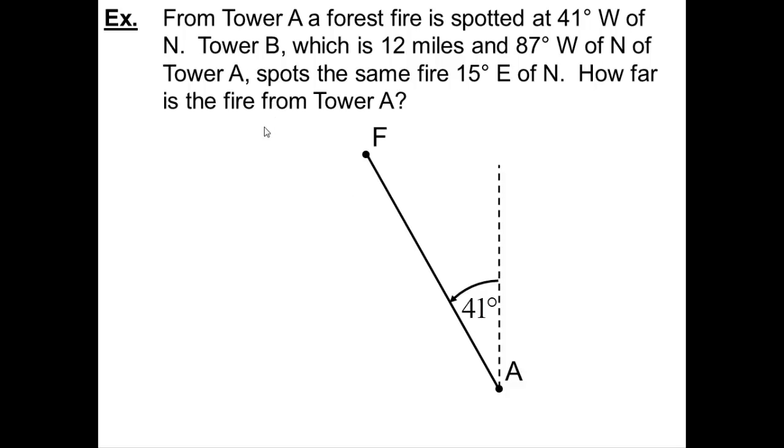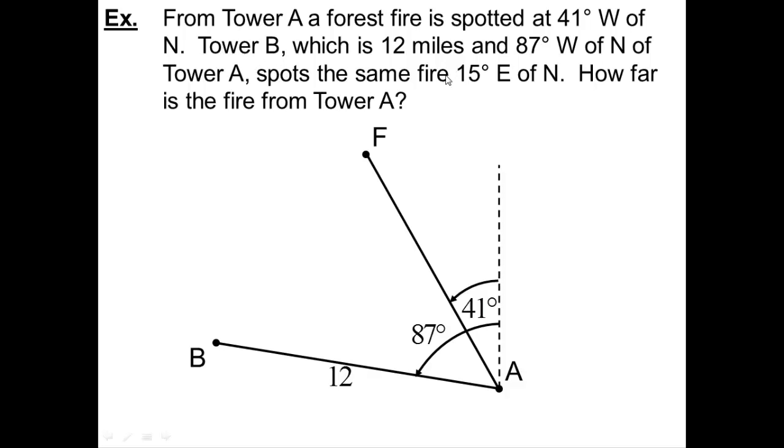Now we also have Tower B, which is 12 miles and 87 degrees west of north of Tower A. So it's 12 miles away, but it's not on a due east-west line. It's 87 degrees west of north. So again, Tower B is going to be slightly to the north of Tower A. So let's move it up a little bit, and we can draw in our 87 degree angle. Now I can keep going.